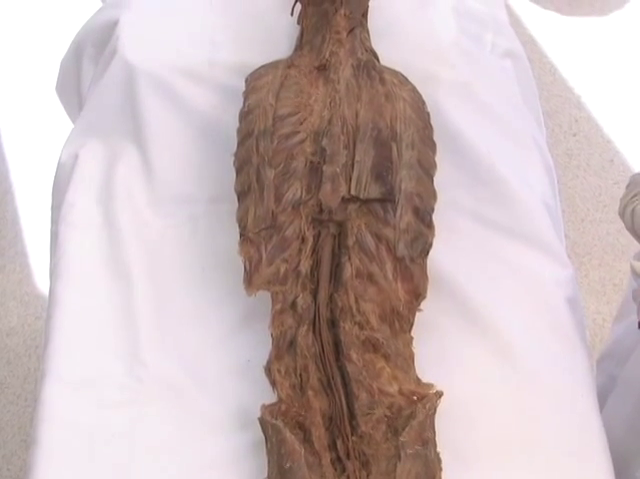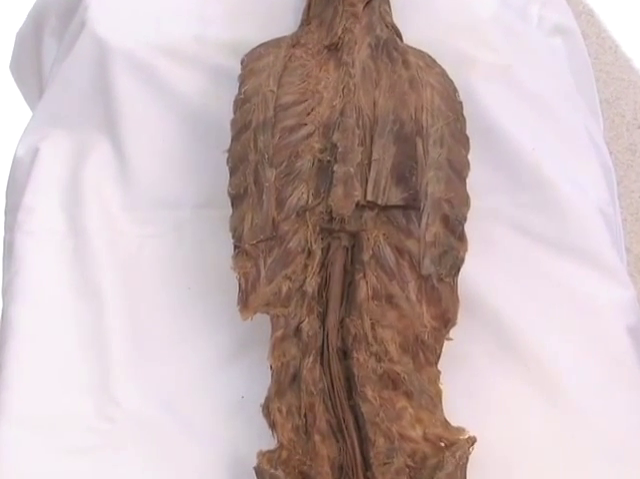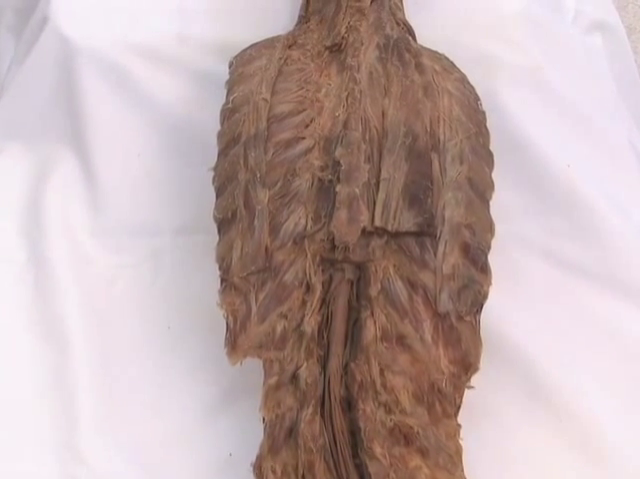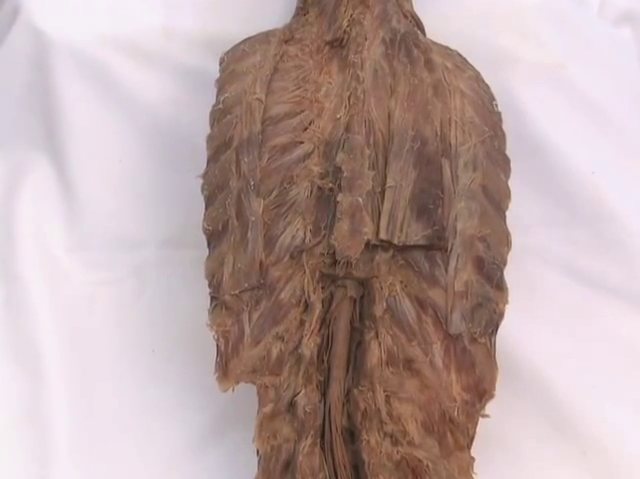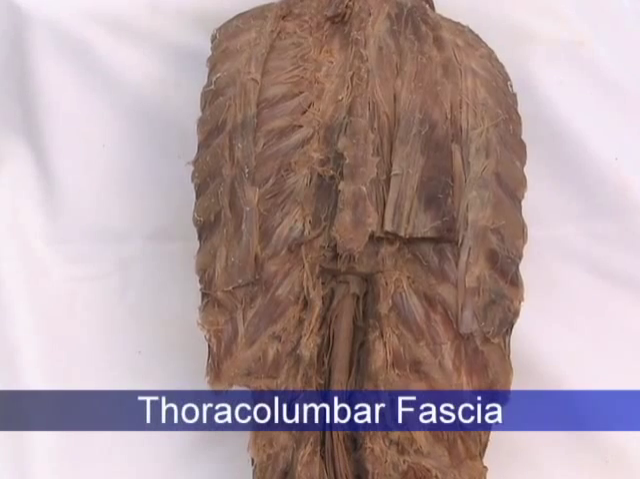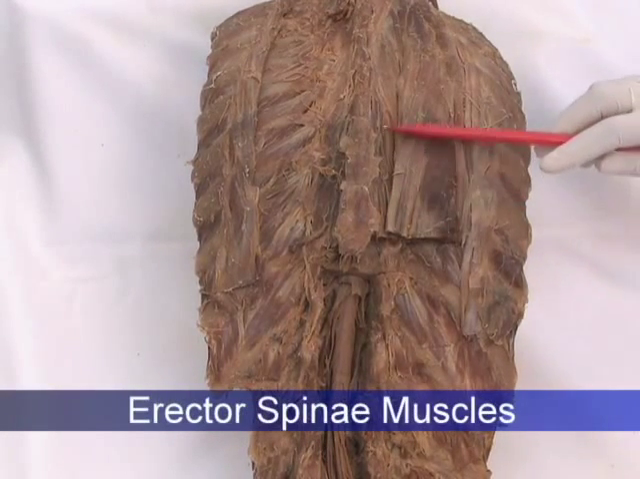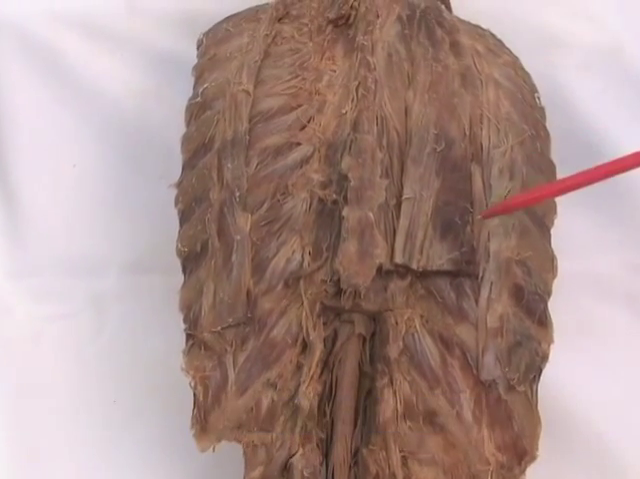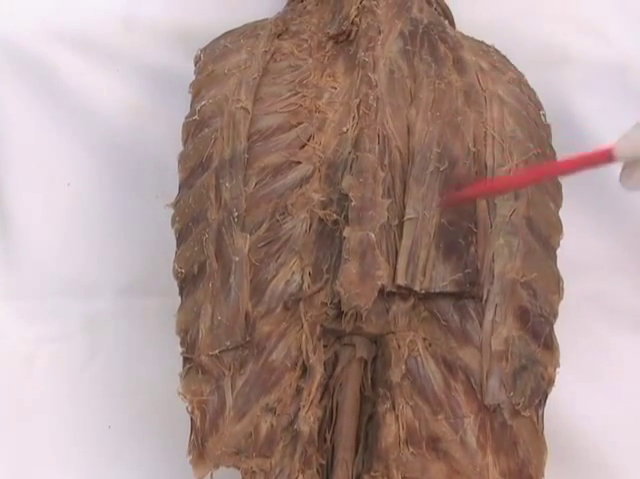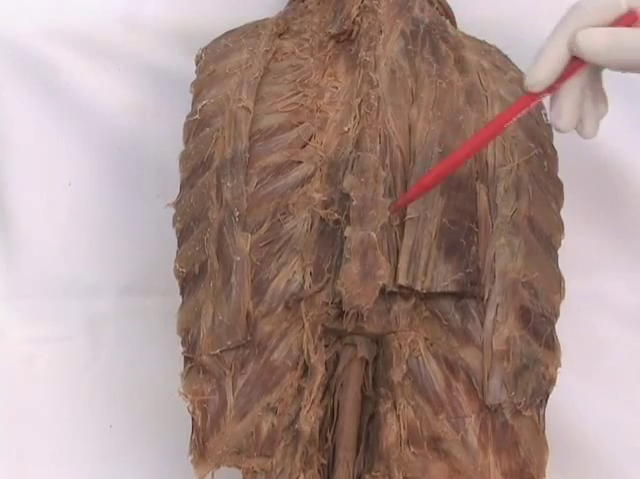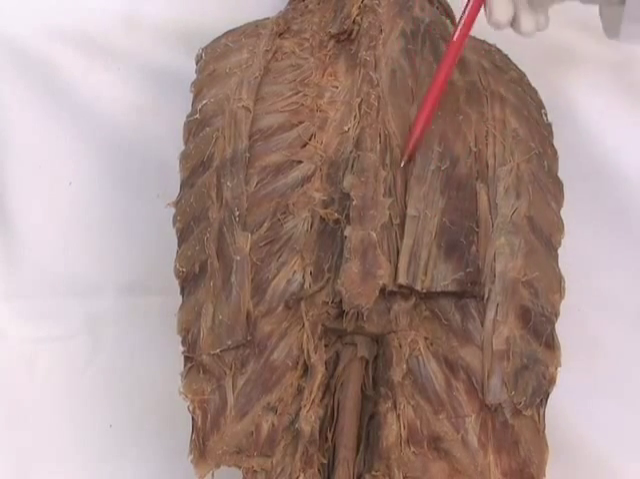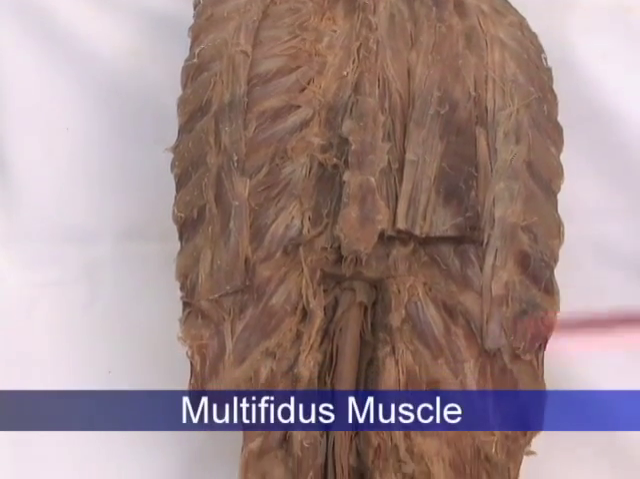Now I will demonstrate the layers of the fascia and muscles of the back. Most superficial is a thick, strong fascia called the thoracolumbar fascia. Beneath this we can see the erector spinae muscle, which consists of iliocostalis, longissimus, and spinalis muscles. Still deeper is the multifidus muscle.